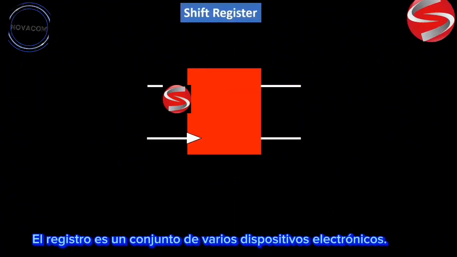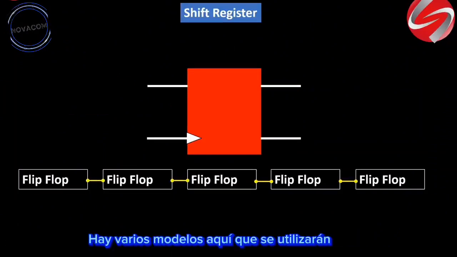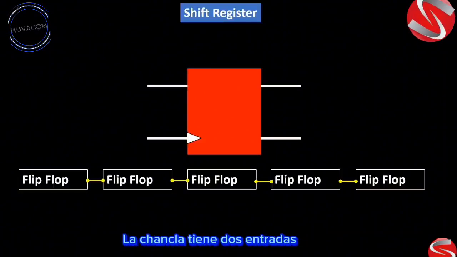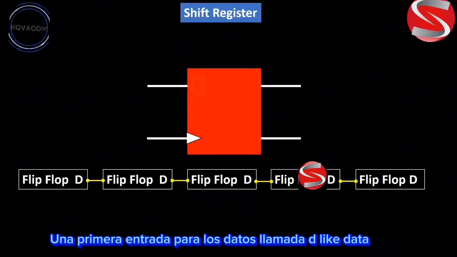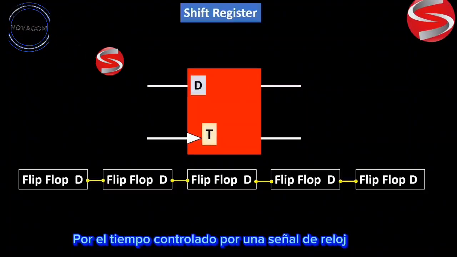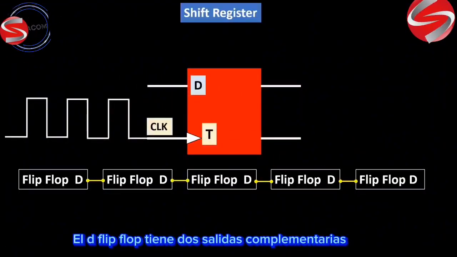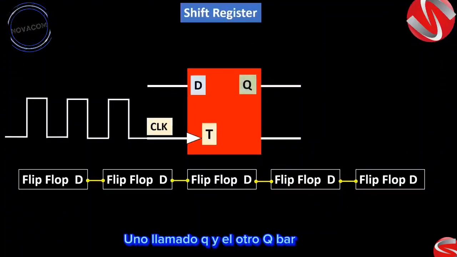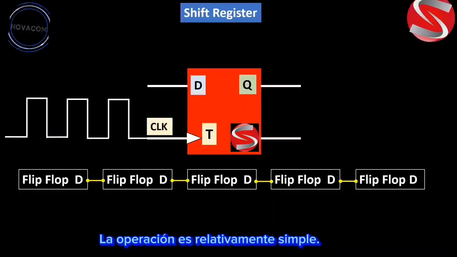The shift register is an assembly of several electronic devices called a flip-flop. There are several models. Here will be used the flip-flop D. It has two inputs. A first input for the data named D, like data, and a second input, T, for the time controlled by a clock signal. The D flip-flop has two complementary outputs, one called Q, and the other Q bar, which takes the inverse value of Q. The operation is relatively simple.